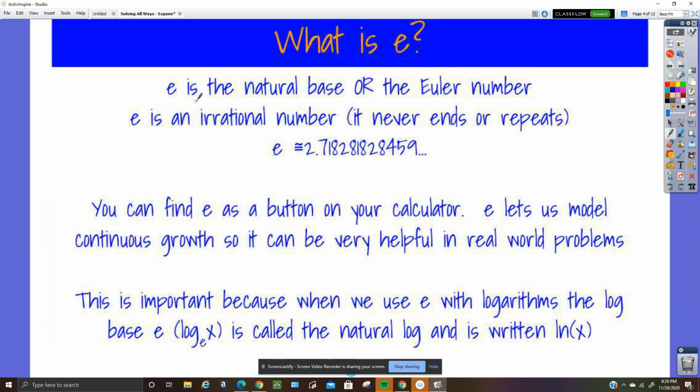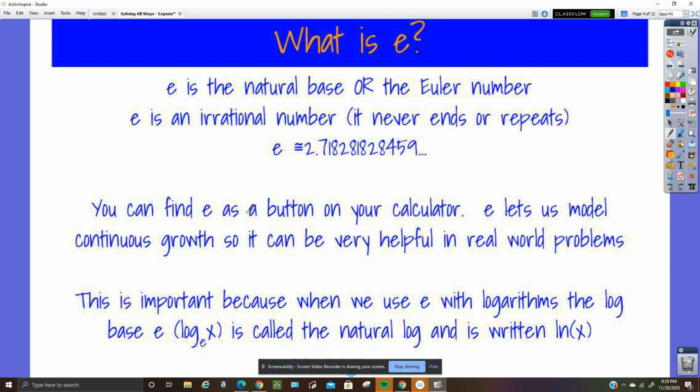So we talked about the natural log a little bit on that turkey activity. There was a problem with the natural log, or it was an Euler number to an exponent. E is the natural base or the Euler number. E is an irrational number. It never ends or repeats. 2.71828 is what I always used when I was in high school, but then it continues on. It's like pi. Pi is an irrational number.